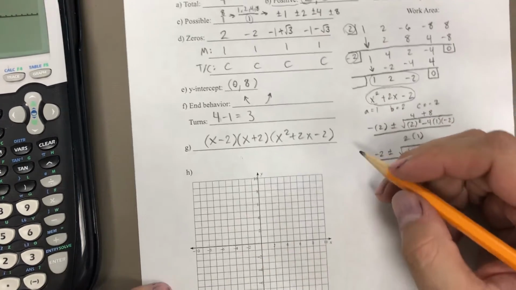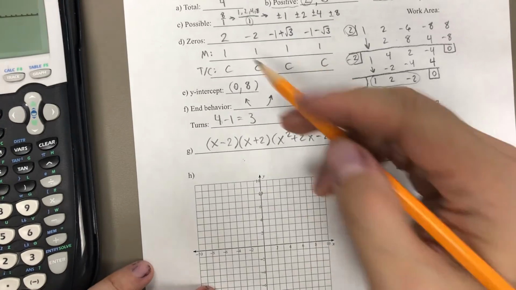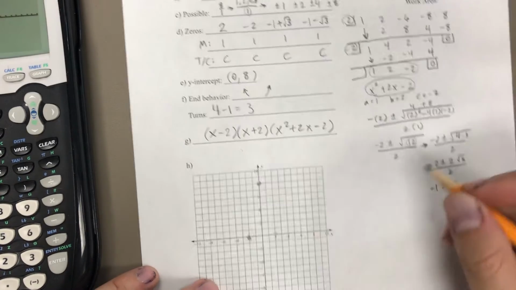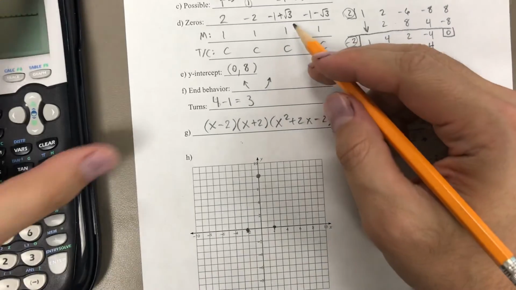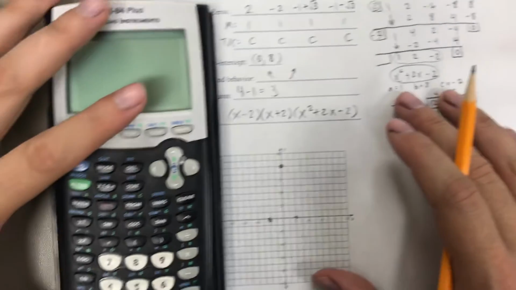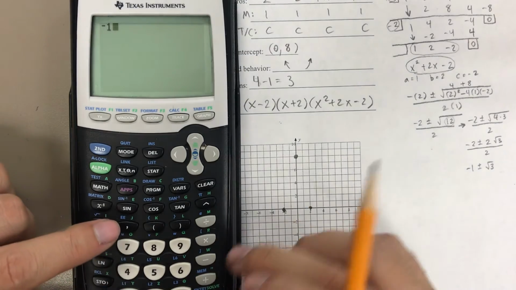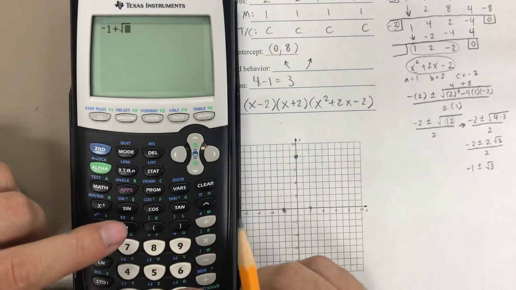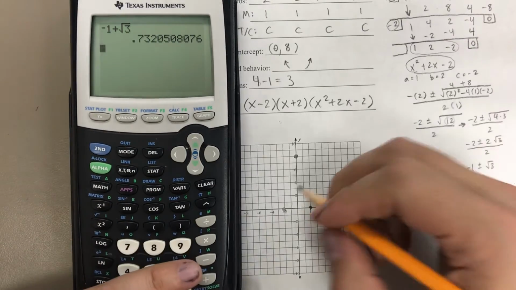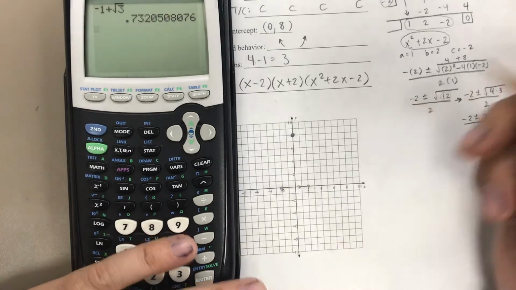0, 8 is our y-intercept, so we go over to 0 and then up to 8. There we go. We have x-intercepts at 2 and -2, so that's going to be here and here. And then let's figure out what that -1 plus square root of 3 is, because we're not going to be able to get an exact value for that, but let's see what we can estimate it to be. So -1 plus the square root of 3 is like 0.7 something. So it's going to be right around there, before 1, so like right there.